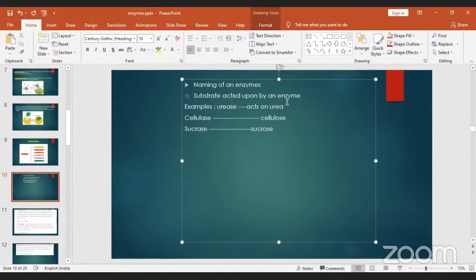Substrate acted upon by an enzyme. Urease is the enzyme, so what is the substrate? Urea is the substrate. The next, cellulase, is an enzyme that acts on the substrate cellulose. The next, sucrase, is an enzyme that acts on sucrose. Next, maltase. Maltase acts on maltose.